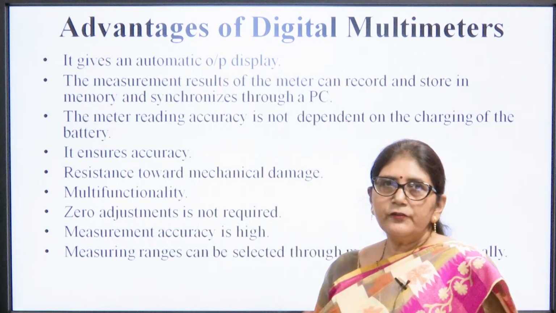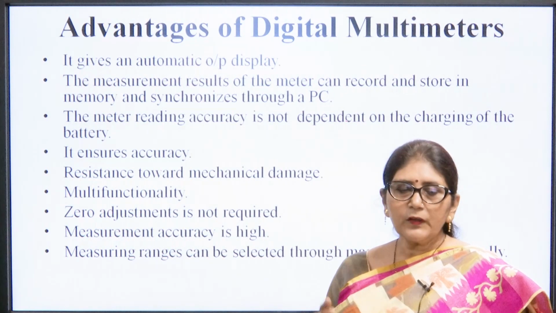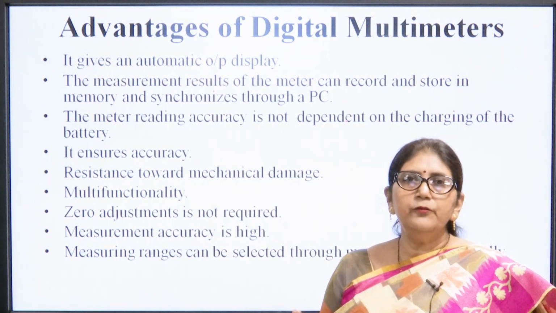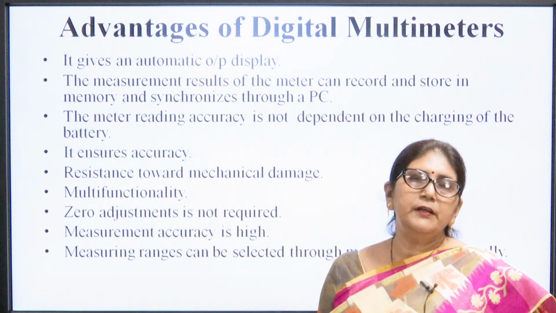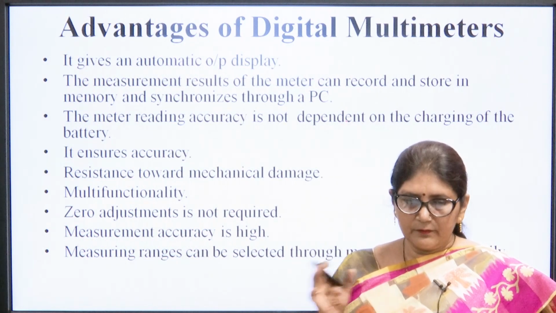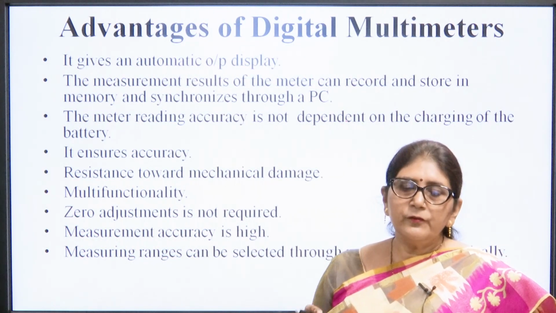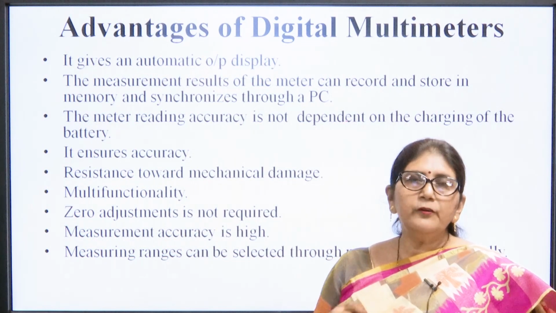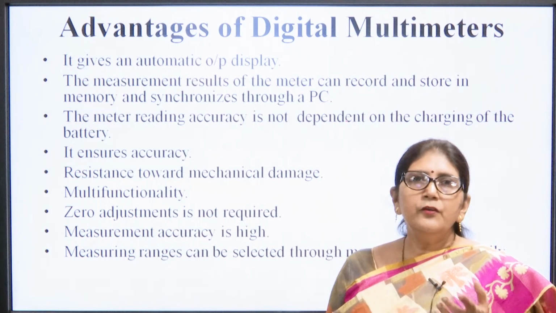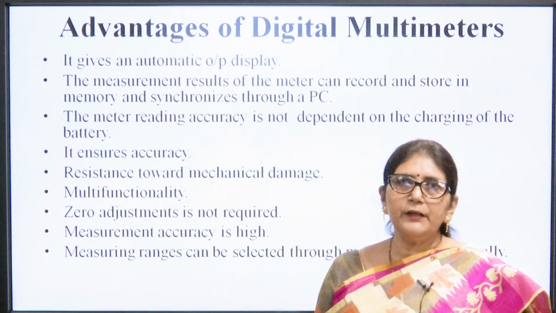Then what is the advantage of the multimeter? First of all, it gives an automatic output display. We do not need to write down the reading, because it does not have an analog output display. So, we do not need to note down the readings, and there is no parallax error and other things. So, it is automatically displaying output.